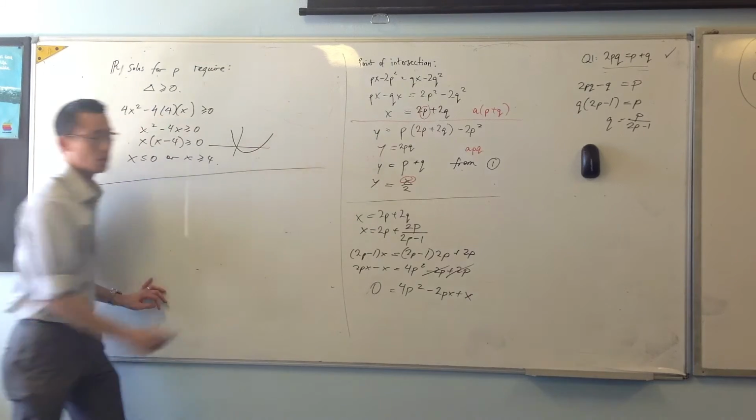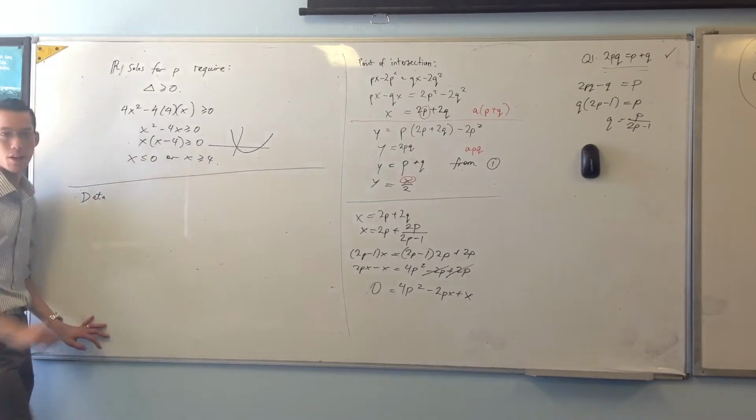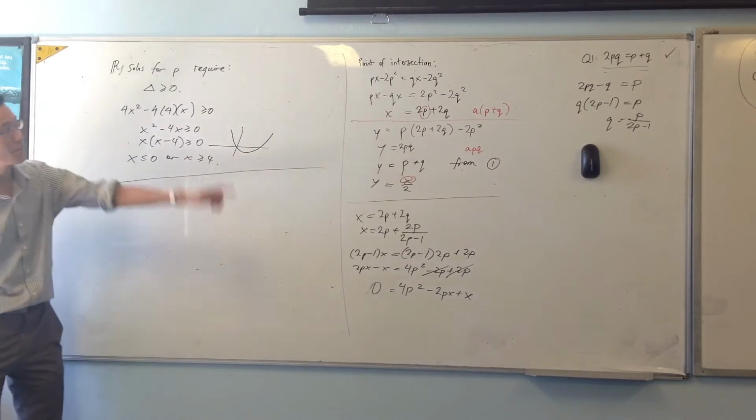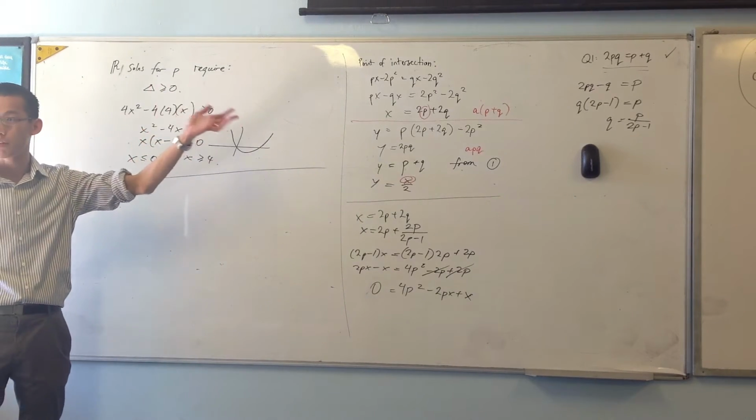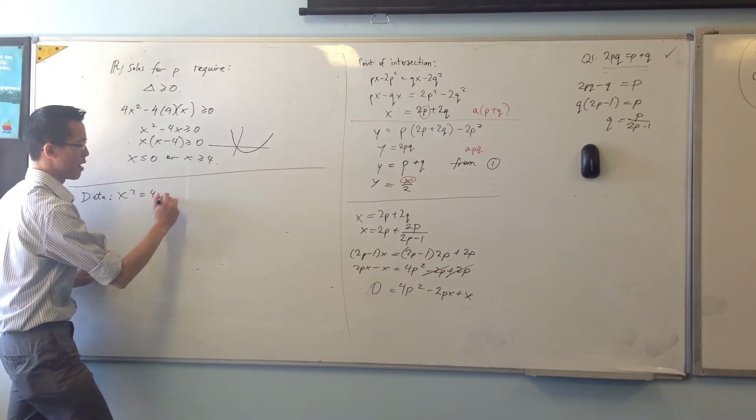Let's look at this example. Okay, 4 steps, right? Let's start with the data. What do we know? Now we're on to the normals question, okay? So x squared is equal to 4y, which tells you what?